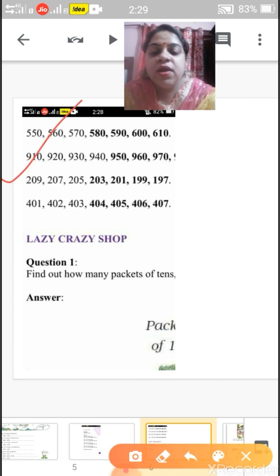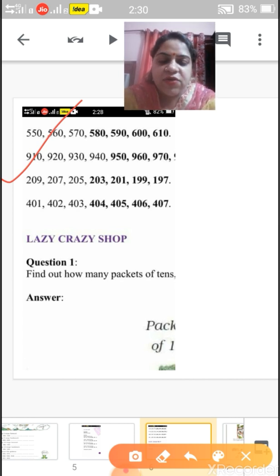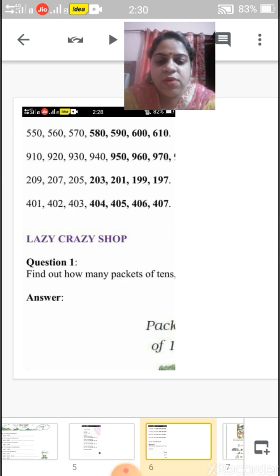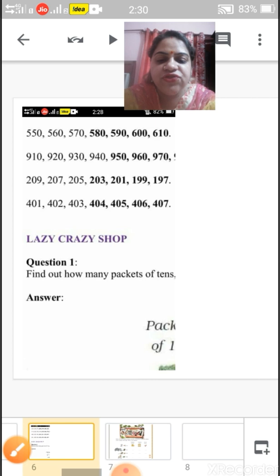So children, you will do this by adding a number or subtracting a number, but it depends on what number we are using. Somewhere we are using 1 step forward, somewhere 2 steps forward and somewhere 2 steps backward. Somewhere we are using 10 steps forward, somewhere 10 steps backward. So in the same manner you will do this. Now children, come back to the next question.